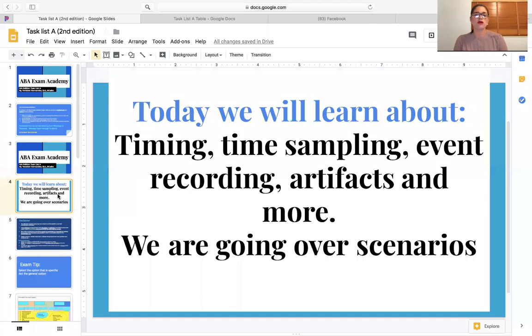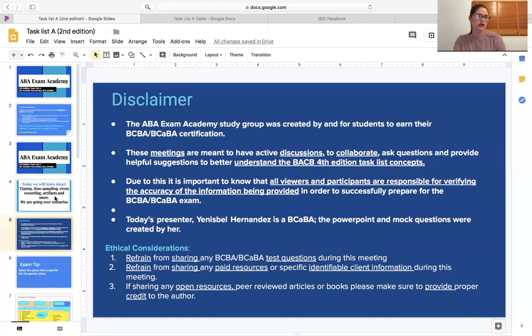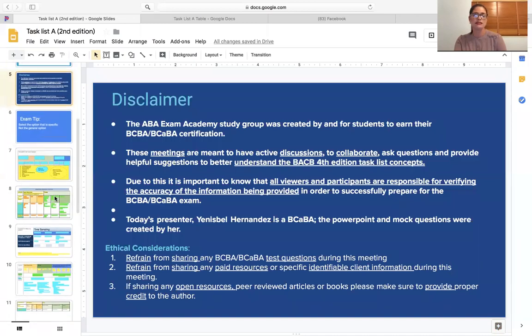Today we're gonna go over task list A, which is measurement. Some of the things that we're gonna cover are timing, time sampling, event recording, artifacts, and much more. And we're gonna be going over scenarios. So stay tuned, because I specifically picked the same type of scenarios so we can differentiate the little tiny things that make them look different. And that helps us when we see the big questions in the test.